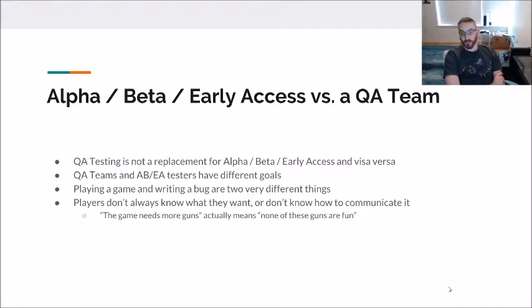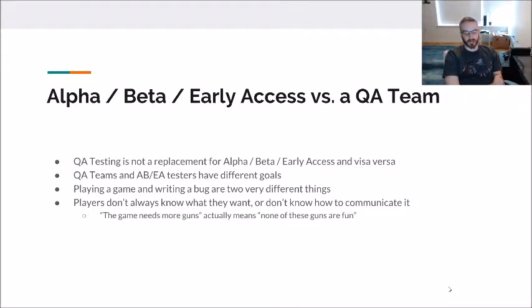Playing the game and writing a bug are very, very different things. A lot of alpha, beta, early access players will write a bug report that says, I played this game and this thing happened. And that's not what a QA team does. And I laugh because I do QA for a living right now.